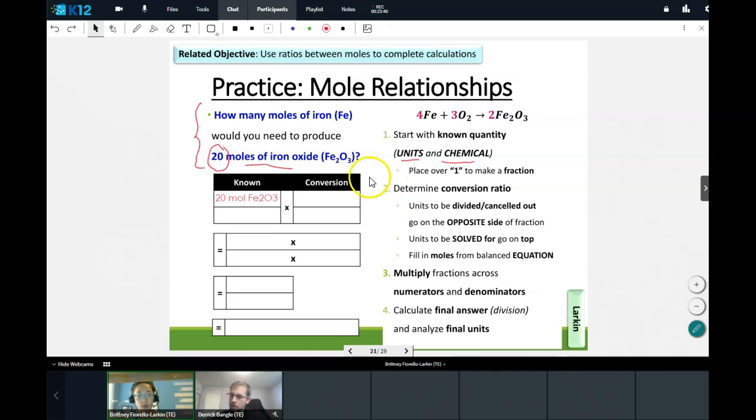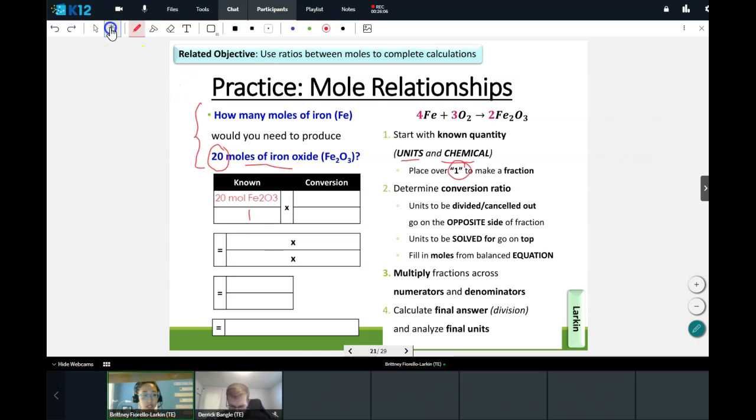Okay, so now when we do stoichiometry, it uses a lot of fractions, and it's a lot easier if you make your known, what you start with, also into a fraction. To make any number into a fraction without actually changing its identity, you just put it over the number 1, because anything divided by 1 is still itself. You can see that right here. We're just going to place it over the number 1.